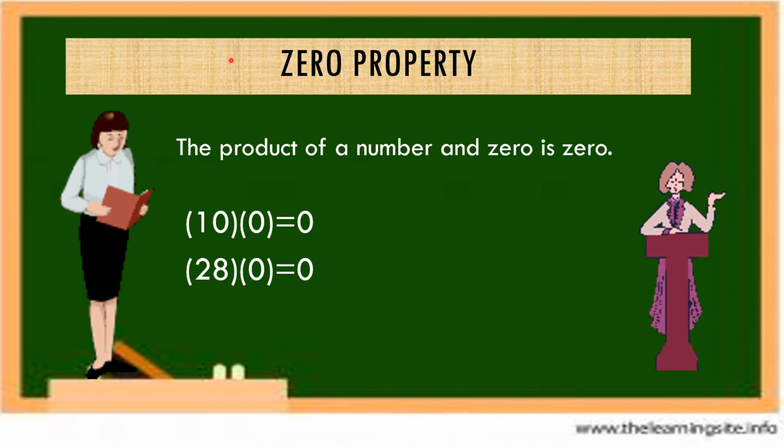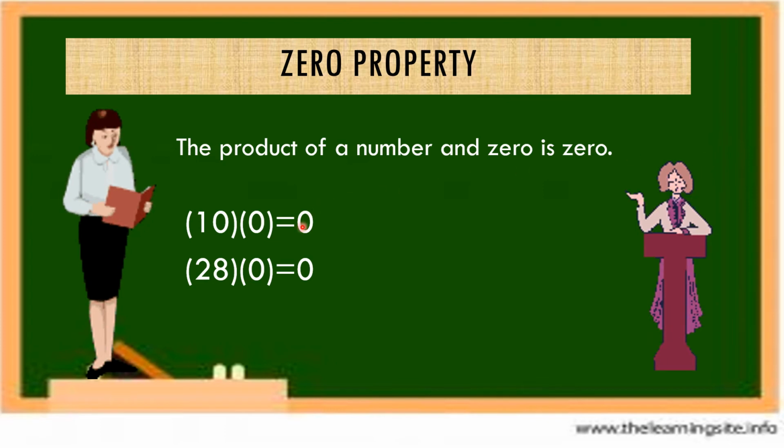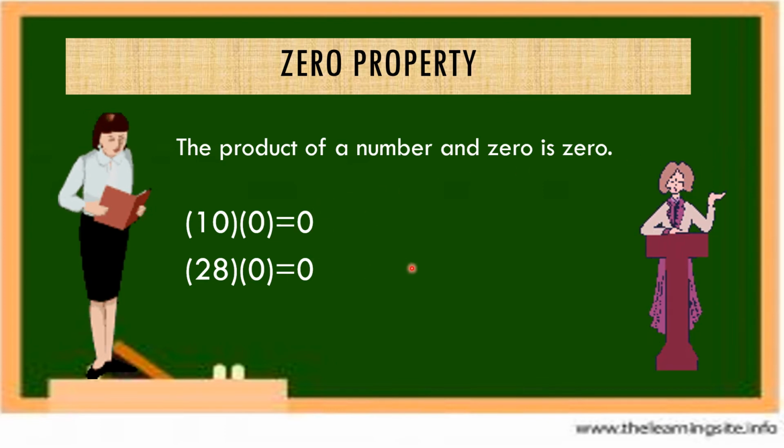So we have 0 property. The product of a number and 0 is 0. 10 times 0 is 0. 28 times 0 is 0.